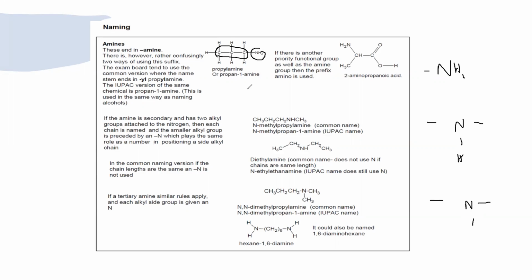So how can we name it? There are two ways we can name. If we consider the carbon chain as a branch and the main functional group as amine, we can say propyl, because we consider that as a branch. So we can say propyl, and because of NH2 we call it amine. So it is propylamine.